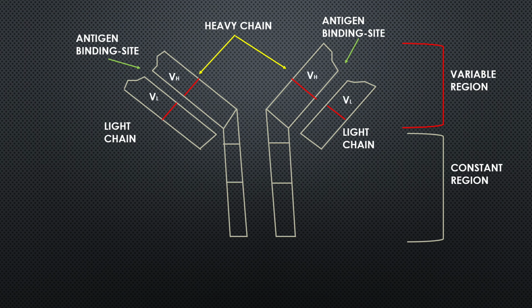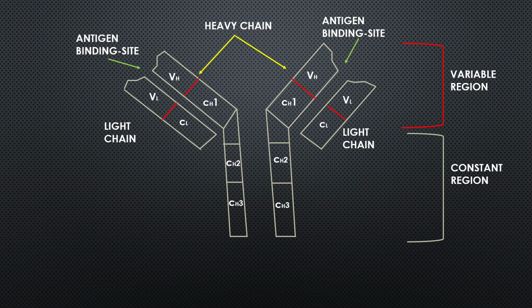Now this part of the variable region is known as the VH, that is the variable region of the heavy chain, and this portion is known as VL, as this is the light chain's variable region. Now the constant region of the light chain is known as CL, but the heavy chain has three different constant regions. One is CH1, another is CH2, and the third one is CH3.